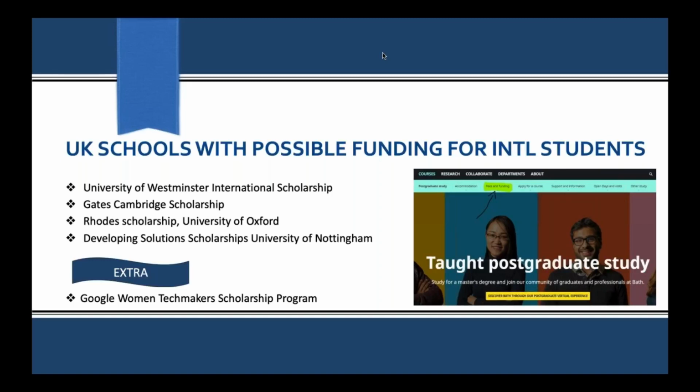So I've added this extra one. That's the Google Women Techmakers Scholarship Program. It was formerly called the Google Anita Borg Scholarship Program. The reason I've added this is that it's for women who are trying to study computer science at the master's level in, I think, the UK and one other country. I think the USA, if I'm not mistaken. And the scholarship is actually worth 7,000 euros.